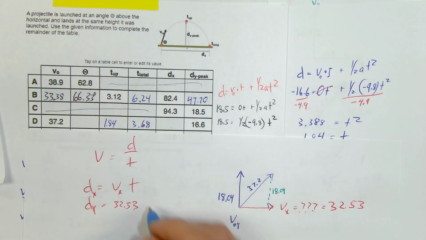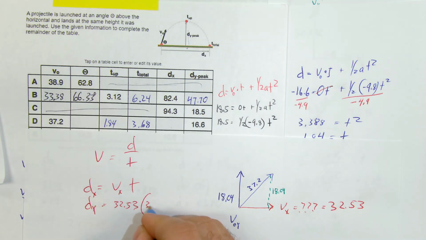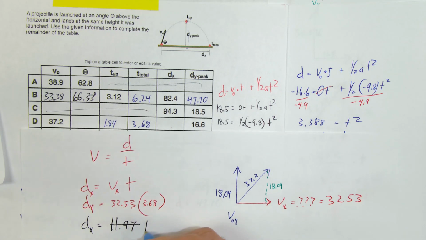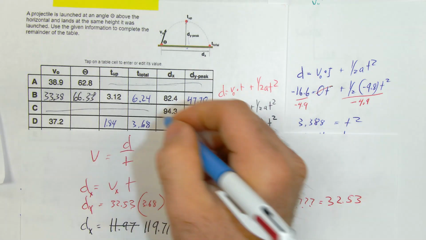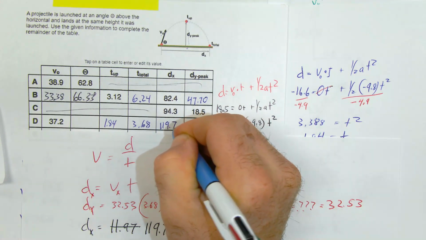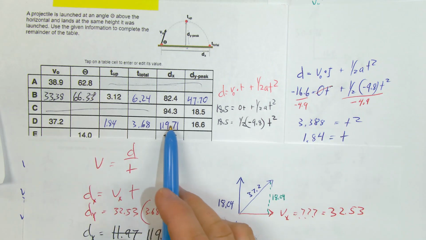32.53 times. Now, which time do we use? Well, we want to know the total time. So that would be 3.68. And so we've said that distance on the x-axis would equal 119.71. I was misreading my calculator for a second, so that is the distance on the x-axis.